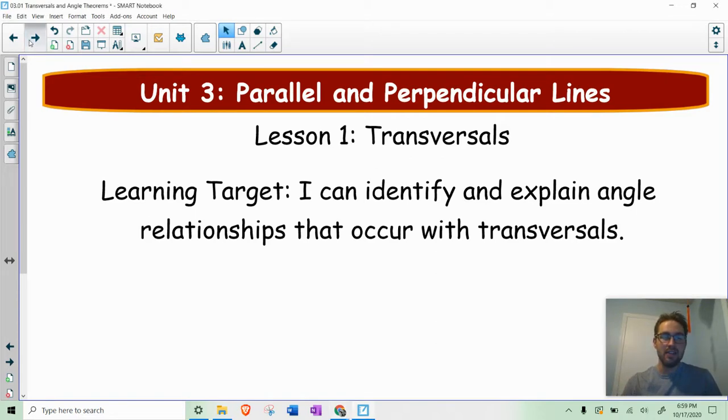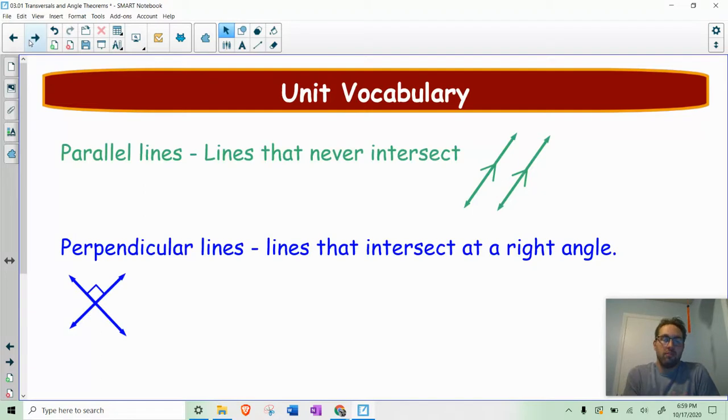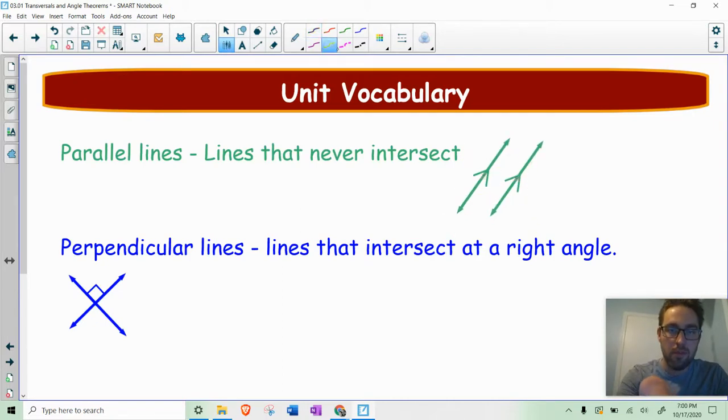So before we dig into the new stuff, we have to refresh some vocabulary that we know. We've talked about before what parallel lines are and what perpendicular lines are. Parallel lines are lines that never intersect. And the special way that we note parallel lines, remember, is with those arrows. That's how we note that those two lines are parallel. That means they go on forever in both directions, never intersect. And perpendicular lines are lines that intersect at a right angle, and we note that with that little box.